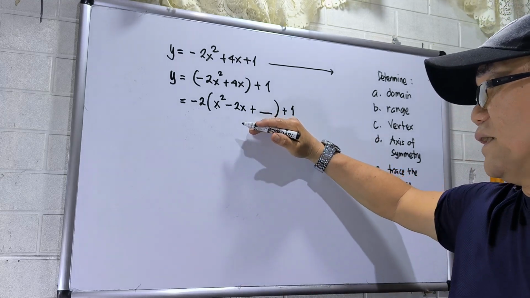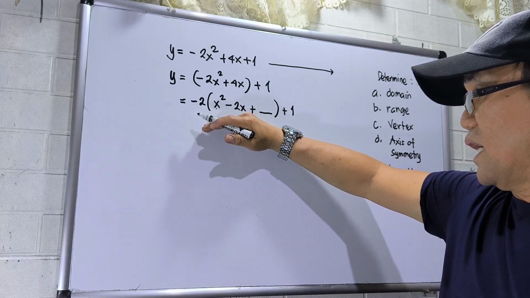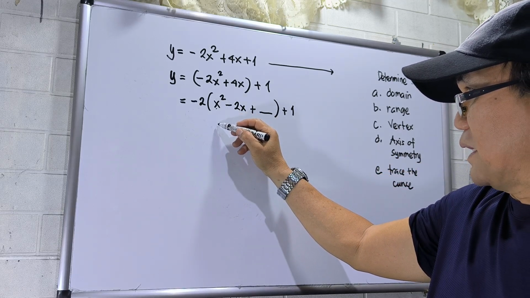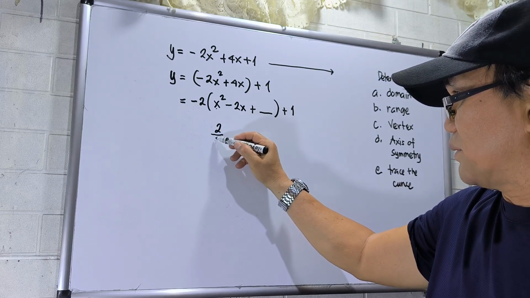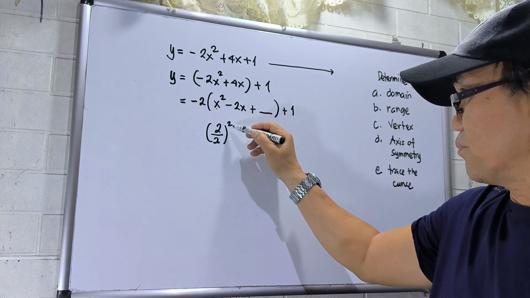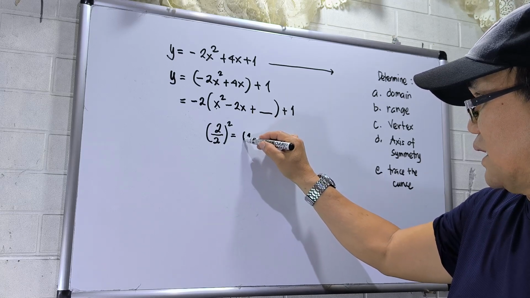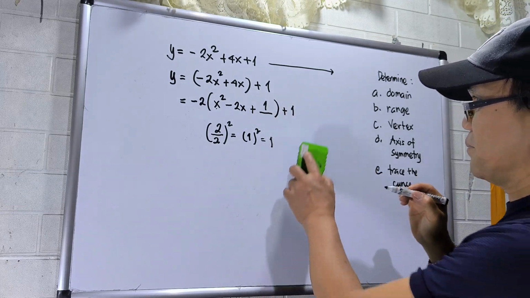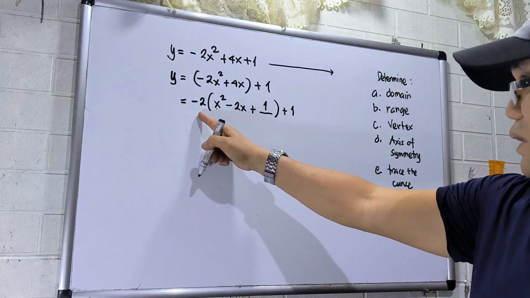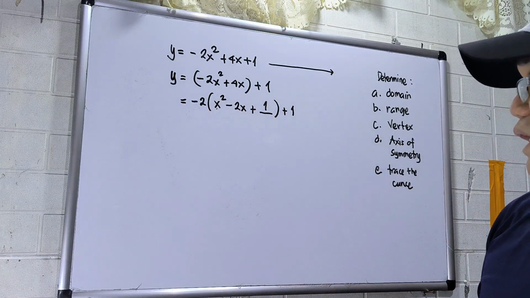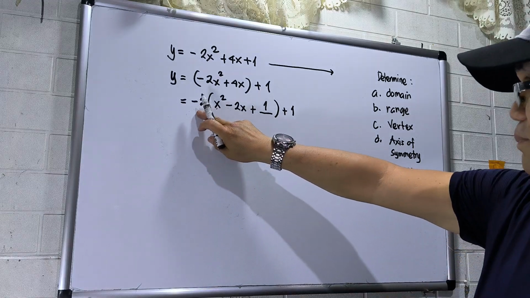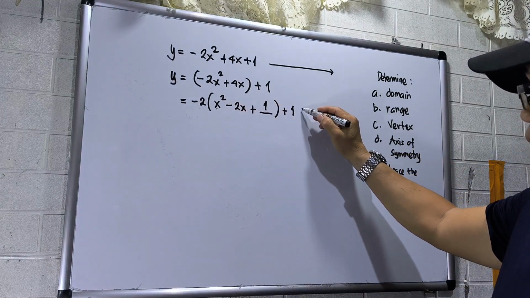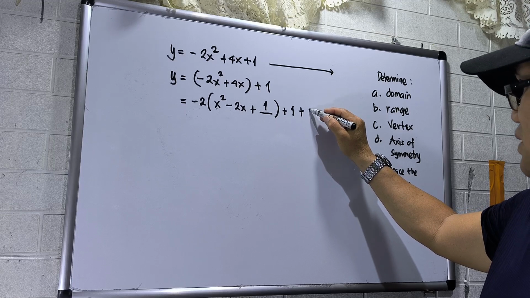So, how to find the last term of this quadratic? Apply completing the square. So, this will be 2 divided by 2 and then square. Okay, 2 divided by 2, that will be 1 and then square. So, this will be equal to 1. Then this will be multiplied by negative 2 times 1, so the opposite will be plus 2.